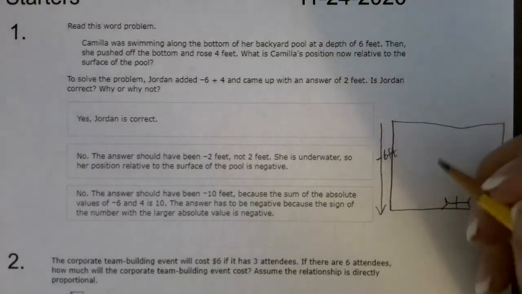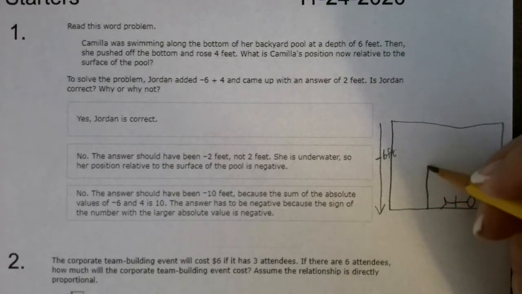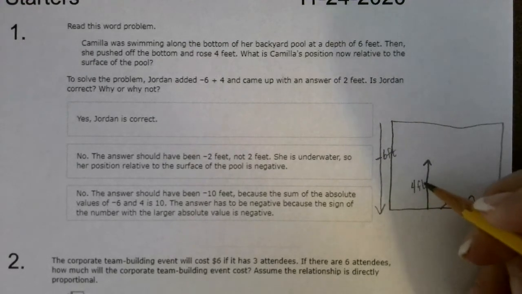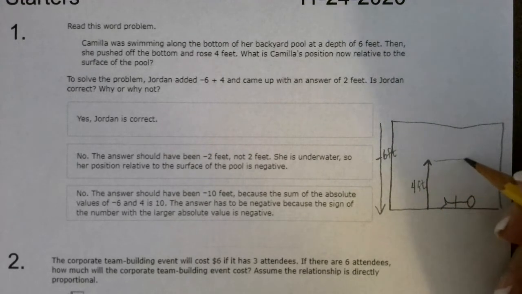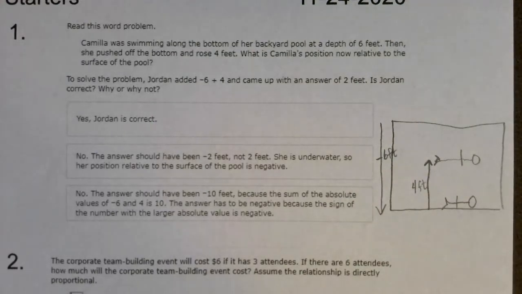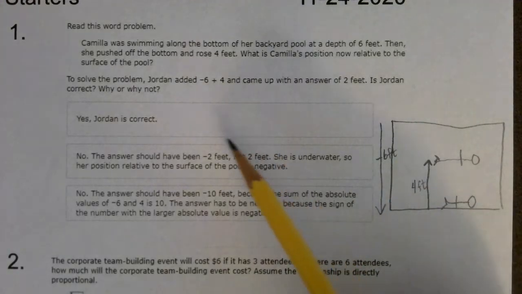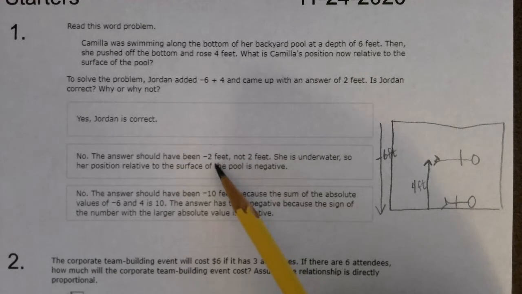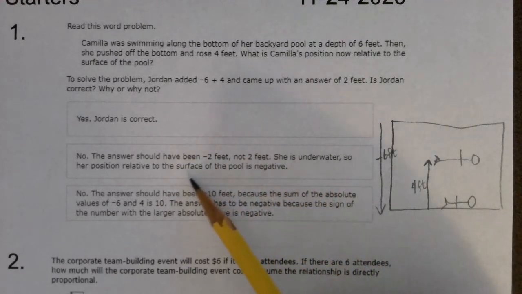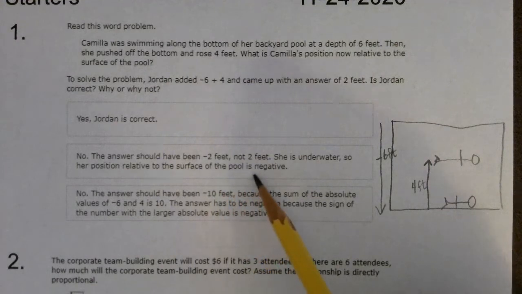And then she pushes up 4 feet so that now she's swimming here. So when we look at this, no, Jordan is not correct. The answer should have been -2 feet, not 2 feet. She's underwater, so her position relative to the surface of the pool is negative.